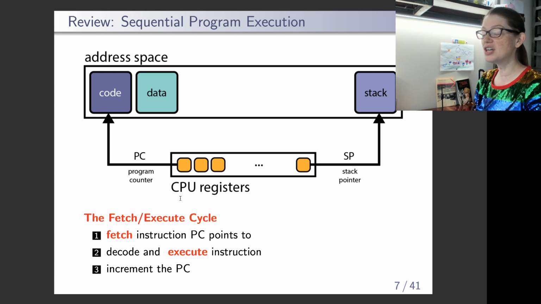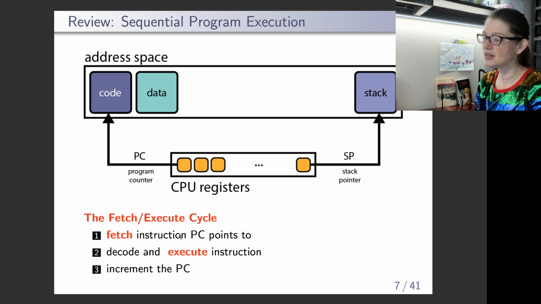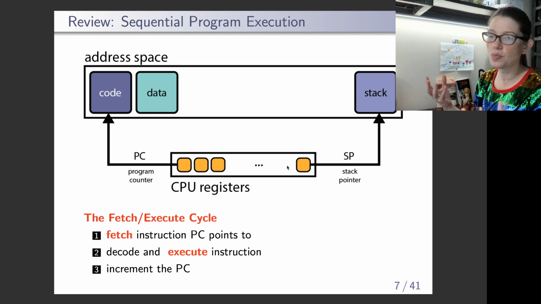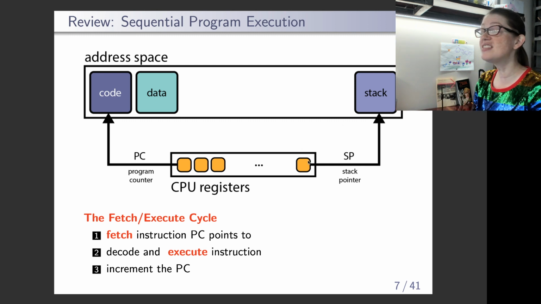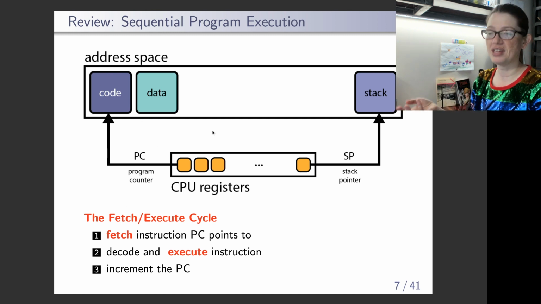Our program counter is a special register in the CPU, and it's going to point to an address in the code segment. And then the CPU registers will have various data in them, and the stack pointer register, of course, will have an address of something on the stack in it. So we grab something from the code, we decode, we execute, rinse, and repeat. Single thread execution.